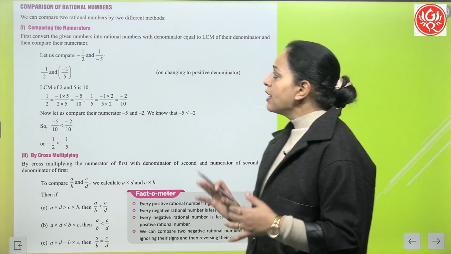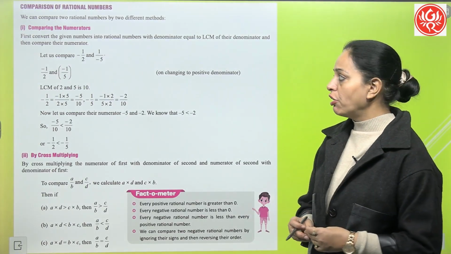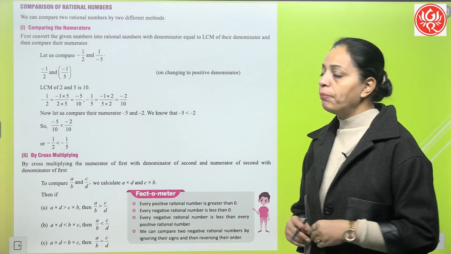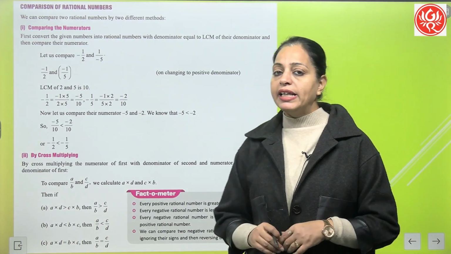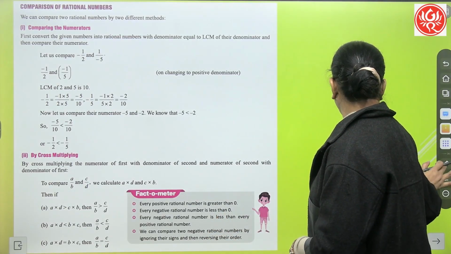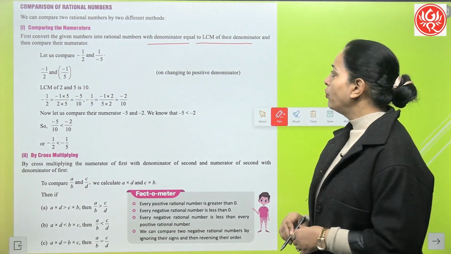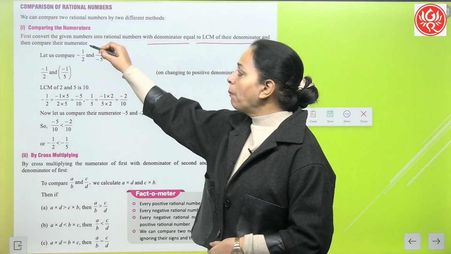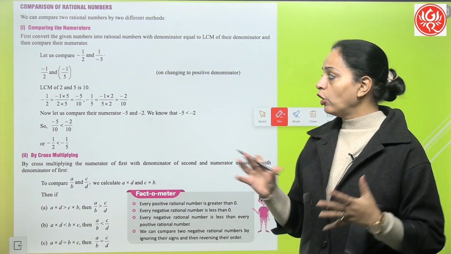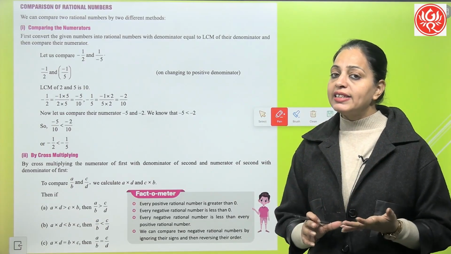Now, come to next, comparison of rational numbers. Compare कैसे करना है rational numbers को? We can compare two rational numbers by two different methods. The first one, comparing the numerators. First, convert the given numbers into rational numbers with the denominator equal to the LCM of their denominators and then compare their numerators. So what to do? हमें क्या करना है? Denominators को same बनाना है. अगर denominators different हैं, उनका LCM लेना है.